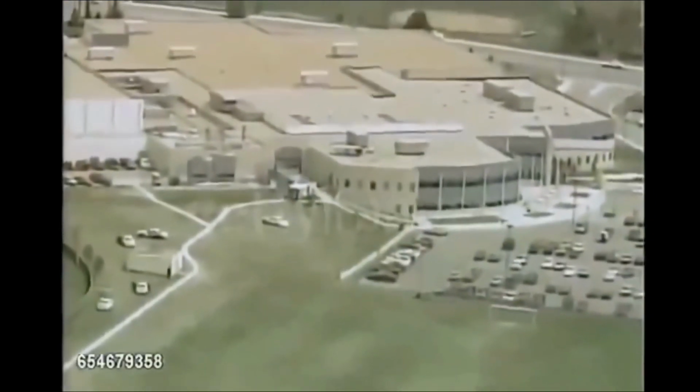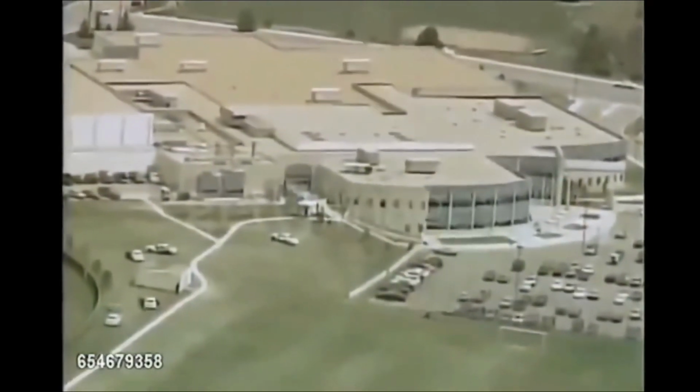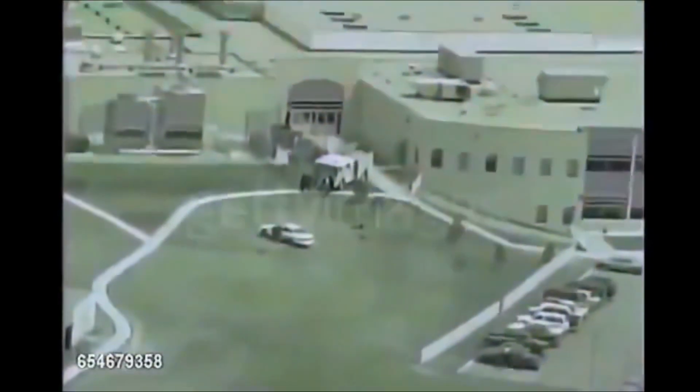This is all one continuous shot that you never saw on the mainstream media. Because if you did, you'd know the truth about this Columbine lie.